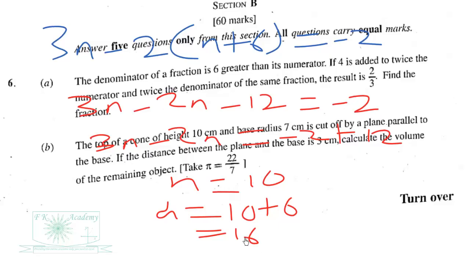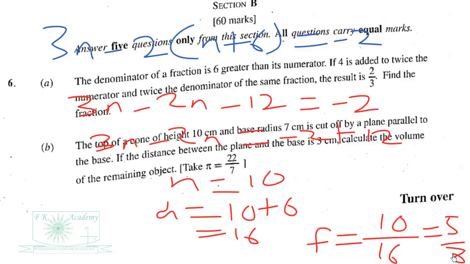Hence, the fraction is n over d, which is 10 over 16. Or when we simplify it, we get 5 over 8.